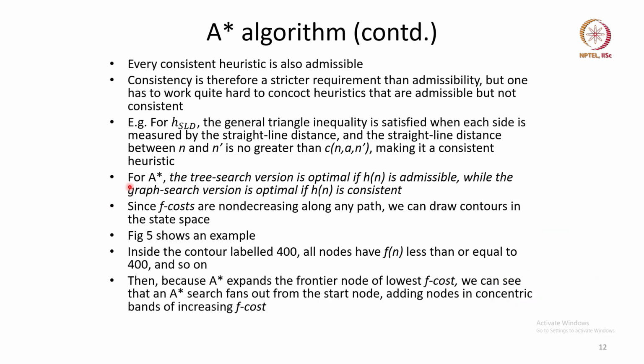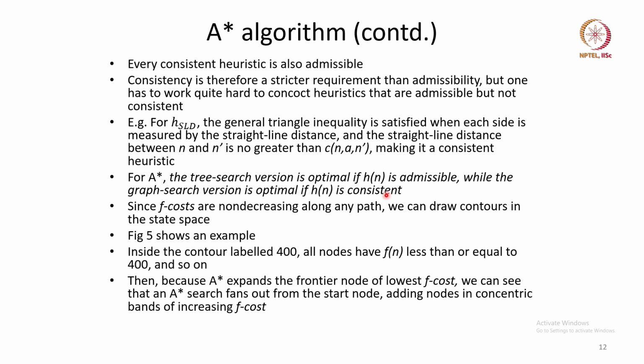So we can say that for the A star algorithm, the tree search version is optimal if h of n is admissible, and the graph search version is optimal if h of n is consistent. In other words, if the consistency and admissibility of h of n is maintained, then the algorithm is going to be optimal.